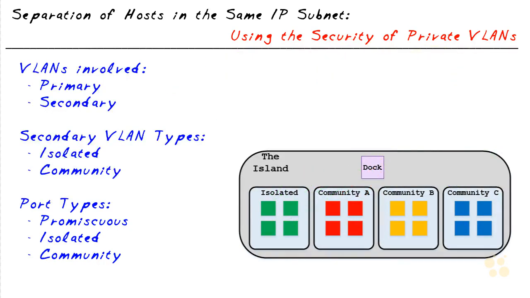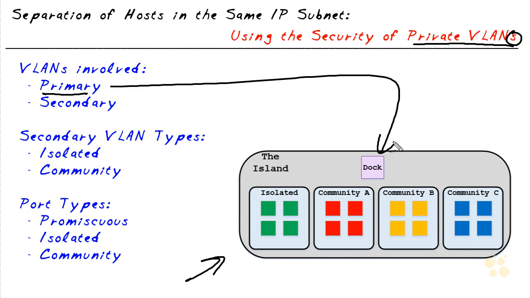Now the question might come up, okay Keith, what does this story right here about the island have to do with private VLANs? And the answer is, this is an example of how private VLANs operate. Let's take a look at the mechanics of this for a moment. The reason it's called private VLANs, plural, is because we're using multiple VLANs to pull this off. We're going to have a primary VLAN. In this example, it's the island itself. Let's say it's VLAN 100.